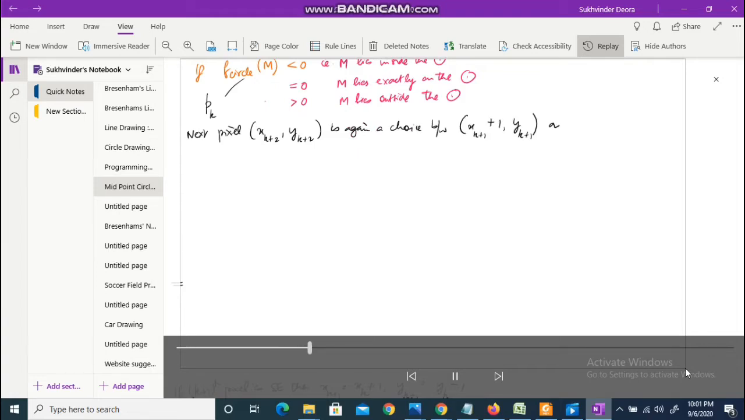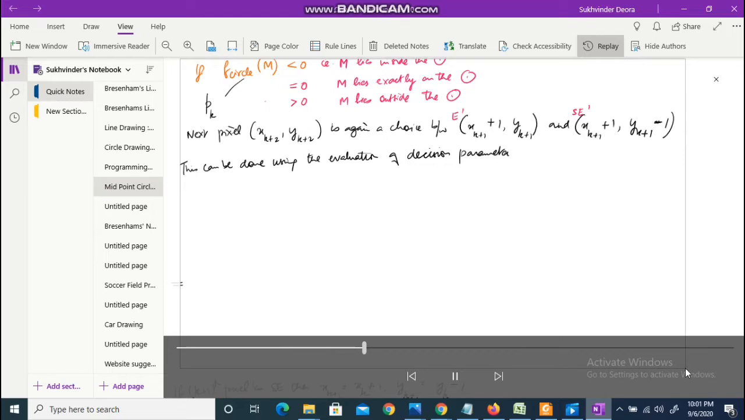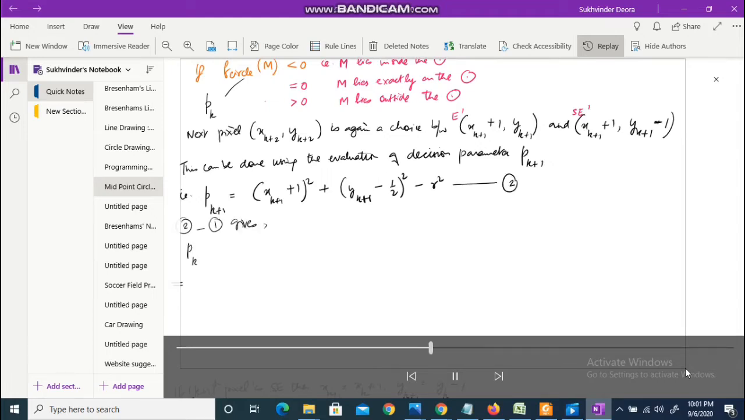Now if you have chosen the e as the k plus 1 pixel, then the next pixel can be a choice between the e dash and the se dash, whose coordinates I have written out in the notes. Now this can be done again by using the evaluation of the decision parameter pk plus 1, which will be given by xk plus 1 plus 1 whole square plus yk plus 1 minus half whole square minus r square. That is equation number 2. Now equation number 2 minus 1 will give you pk plus 1 minus pk, which will be equal to some subtractions which you need to evaluate.